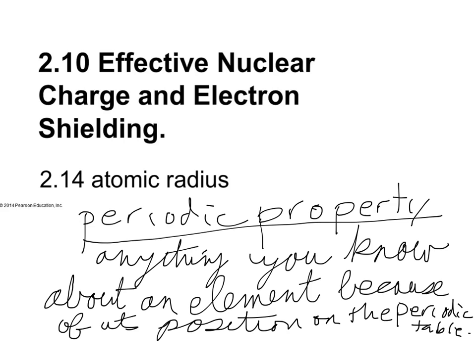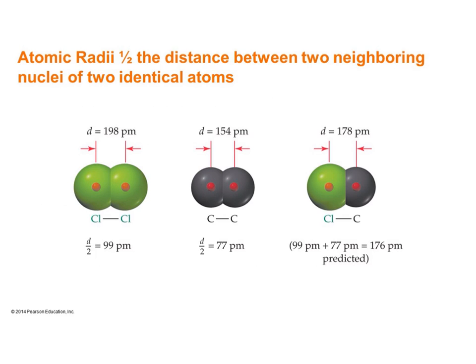The first periodic property we're going to look at is atomic radius. So what is atomic radius? Atomic radius is half the distance between two neighboring nuclei of two identical atoms. Remember, we think of our electron cloud as a sphere, but it's not really something we can touch, right? But we know where our nuclei are located. So if we have an atom bonded to itself, we say half the distance between those two nuclei is our atomic radius. Chemistry is easy, life is hard, yes?